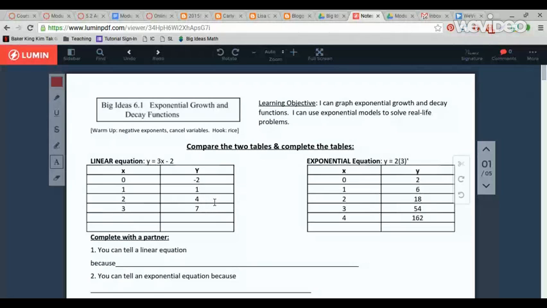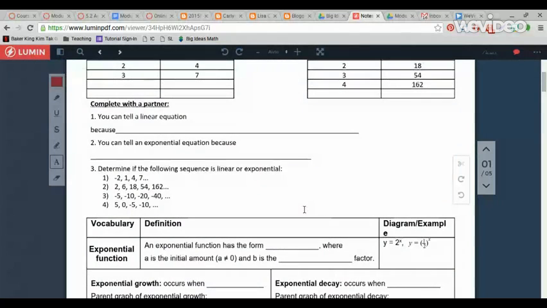Now, the exponential function that we're starting this semester is shown in the table on the right, and this is different from a linear. Do you notice the pattern? The pattern is that you multiply by 3 each time instead of adding by 3 as in a linear function. Therefore, you can tell an exponential function because you multiply by a certain number each time, whereas for a linear equation, you add by a certain number each time.